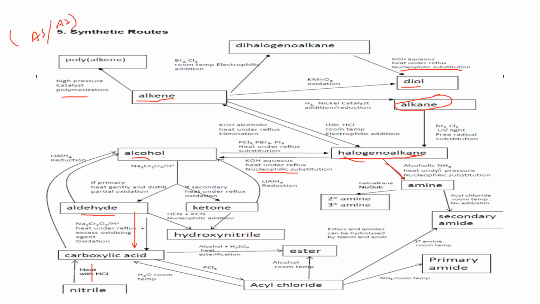So if the question is, I want to prepare amine from alkene, first I should react alkene with hydrogen bromide or hydrogen chloride to form halogenoalkane. And this halogenoalkane reacts with ammonia, heated under high pressure. It will result in the formation of amine. If I say from alkene I want to prepare aldehyde, then alkene to halogenoalkane, then halogenoalkane to alcohol, and then alcohol to aldehyde. Any doubt in this? This is the whole chemistry of reactions which you took both in AS and in A2.